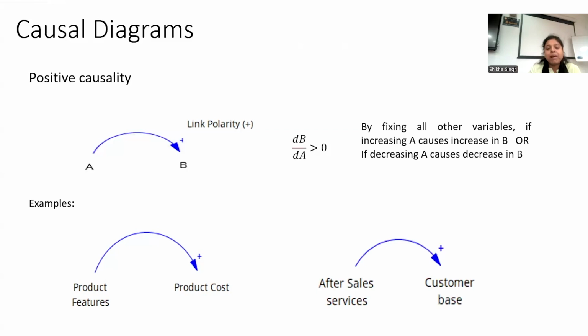Now the next example: if a company offers very good after sale services, while another company is giving just 1 year of warranty and this company is giving you the 10-year warranty, definitely customers will be moving to that particular company which is giving the warranty of 10 years. So definitely after sale services are better. Better after sale services will increase the customer base. So this is how these two variables are positively related, right?